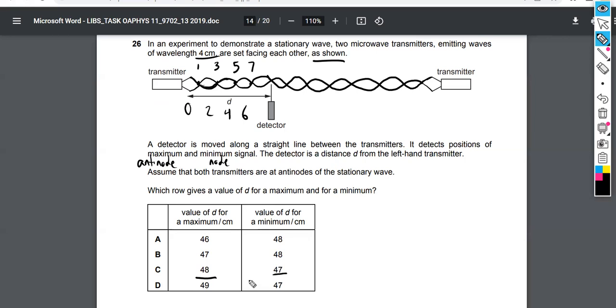And so we can basically reason that all of the maxima, all of the antinodes, are going to occur at even numbers. All the minima, or the nodes, are going to occur at the odd numbers. And only one combination of choices agrees where the maximum is even and the minimum is odd, and that is choice C.